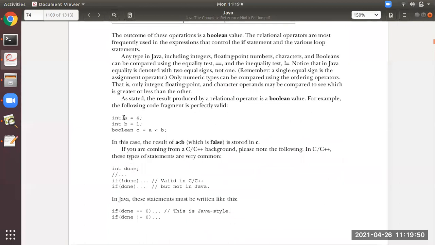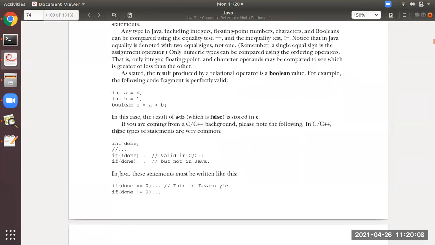See here this one, here a equal to 4 and b equals 1. So boolean c will be initialized with a less than b. What is a less than b? 4 less than 1, that is false. So c will be initialized to false.